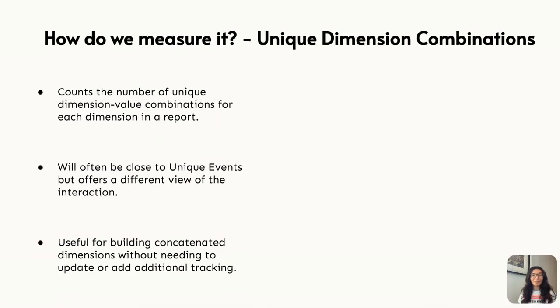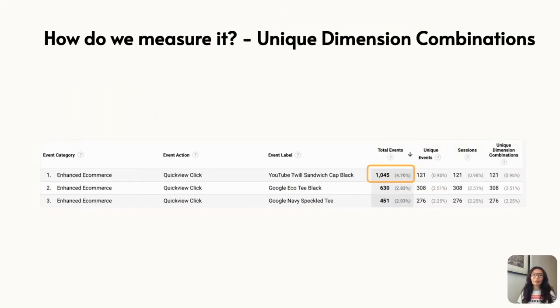Pretty simple so far. But next up we have unique dimension combinations. Now this metric counts the number of unique dimension value combinations for each dimension in a report. The metric will often be very close to the value of unique events in most cases, but can differ depending on the dimensions that you're using within the report. We'll go through this in more detail, but at a top-level definition, this metric allows you to combine or group dimensions without needing to add or update additional tracking. Let's take a look at an example built with a custom report.